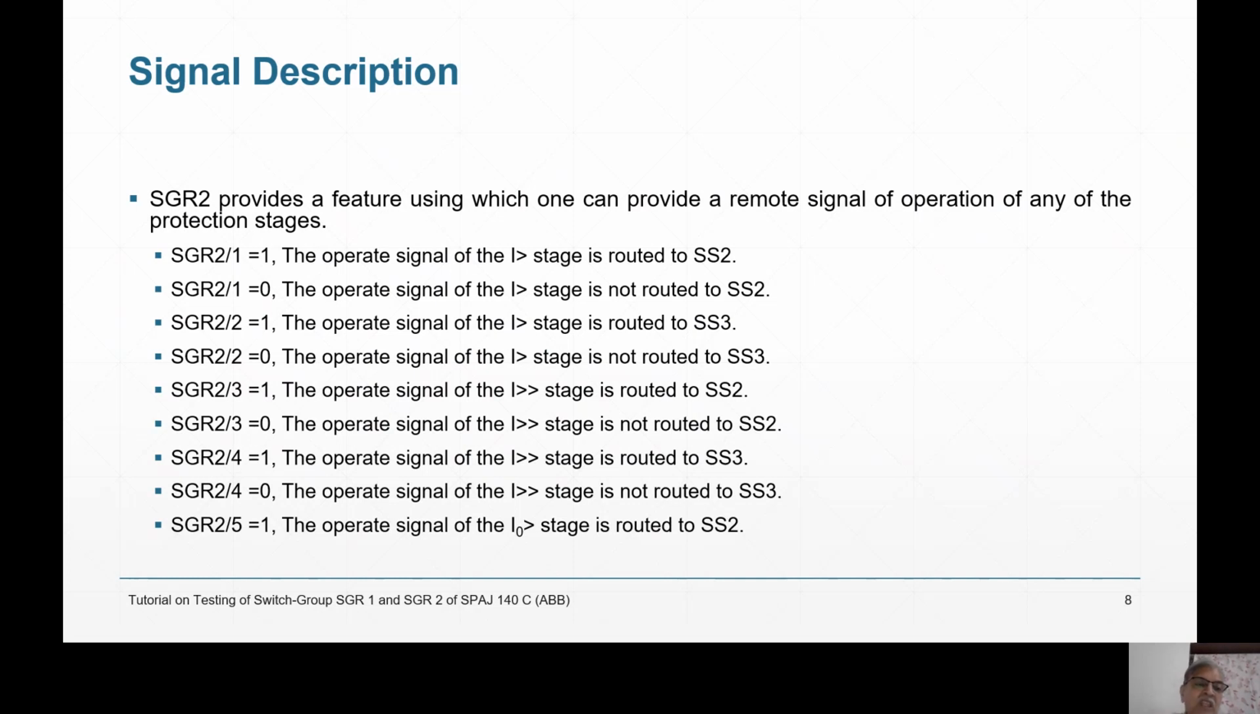But in the cabin of the engineer in charge, he would want to know whether the relay is operated or not. Somewhere else, at a remote place, somebody wants to know whether the relay is operated. So SGR2 1 equal to 1, then the I greater than operate stage is routed to SS2. That means when the relay crosses the plug setting and operates, the signal will go there.